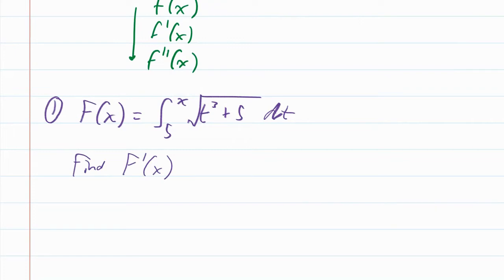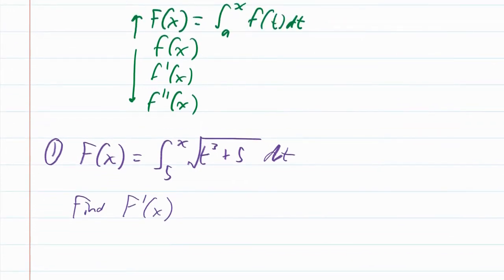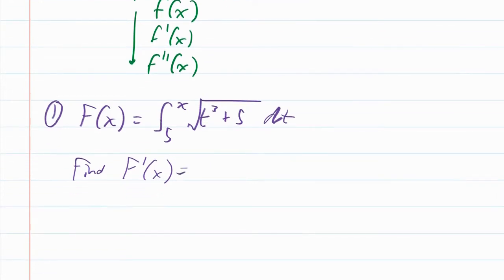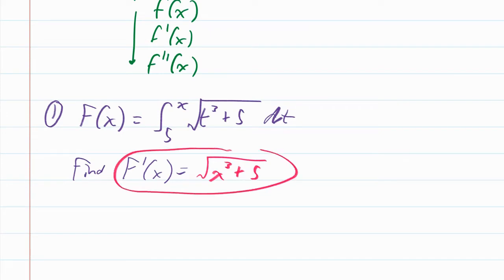Its derivative is exceedingly simple. Think about this chart I just drew right up above. I'm looking right here, so its derivative should be right here. And its derivative is simply f of x, this thing right in here. Its derivative, I know this is going to seem almost too easy, is root x cubed plus 5. That's it. That's all that this is. F of x is equal to root x cubed plus 5.